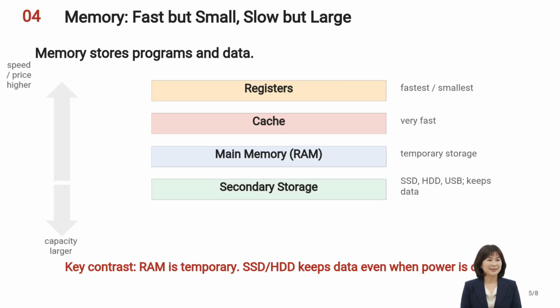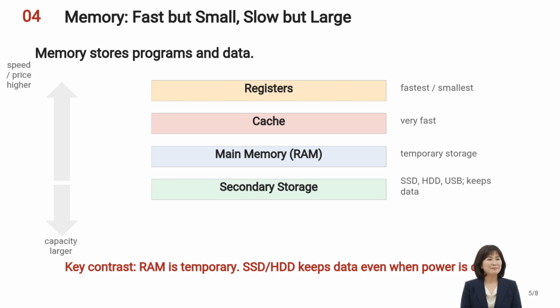Now let us talk about memory. Memory stores programs and data. However, not all memory is the same. At the top, registers are very fast, but they are very small. Cache memory is also very fast and helps the CPU work efficiently. Main memory is RAM. RAM is used while programs are running. It is fast, but it is temporary. We call it volatile memory. This means the data disappears when the power is off. At the bottom, we have secondary storage, such as SSDs, hard disks, and USB drives. It is slower than RAM, but it has a larger capacity and keeps data even when the power is off.